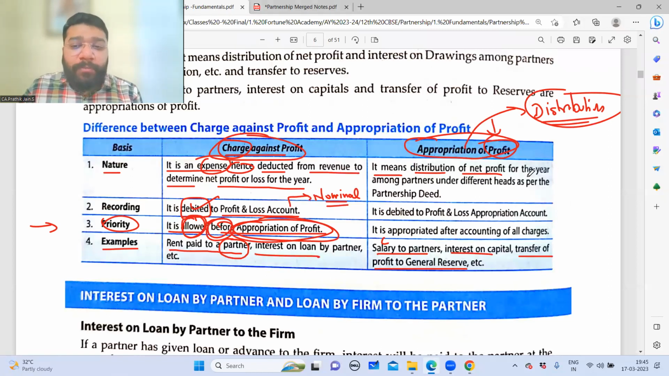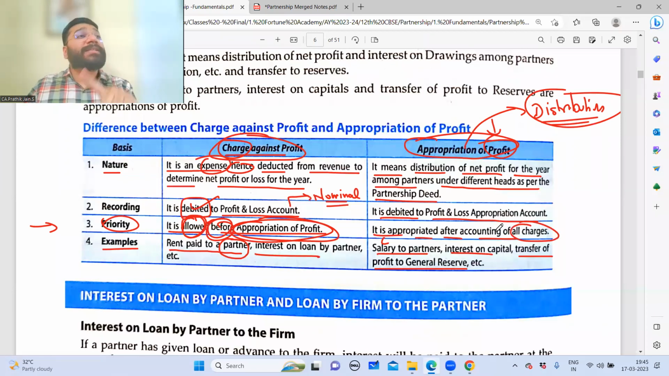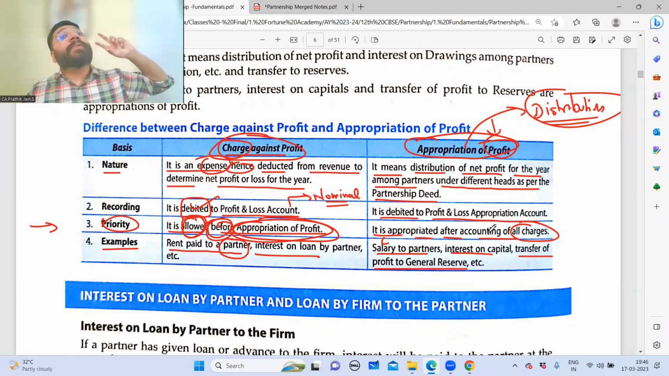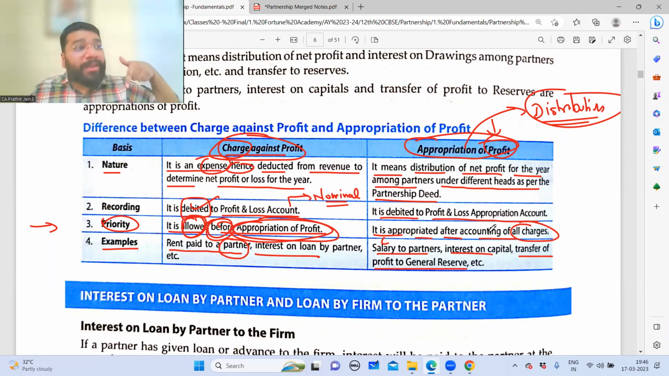It means distribution of net profit for the year among the partners under different heads, salary, IOC, commission, as per the partnership deal. It is debited to the P&L account because all these are expenses now. If you are giving those expenditure, you have to debit it because it is a nominal account. It is appropriated after accounting all charges. Charges means the items that you capture in the trading and P&L account. So after you prepare trading and P&L only, you are supposed to prepare the P&L appropriation account.